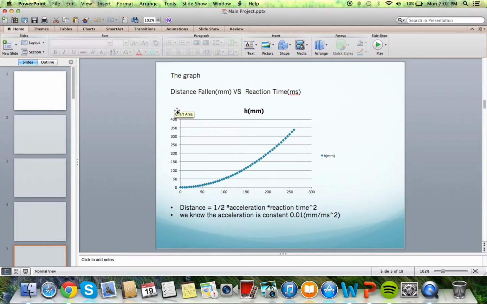It's basically the distance in millimeters versus the reaction time in ms. So as we can see over here, as the distance increases, the graph becomes steeper with an upward slope. And as we know, the distance uses the formula half times acceleration times t squared. We know the acceleration is constant at 0.01.